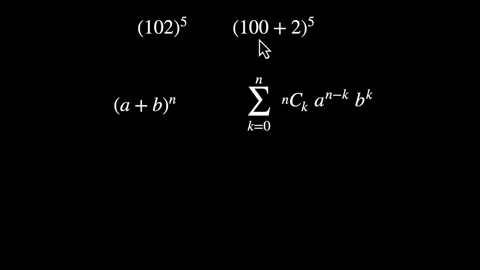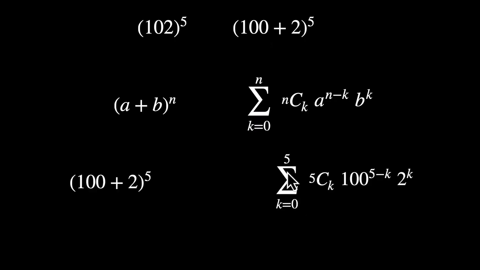So if we put a as 100 and b as 2, this is what we get. k equals 0 to 5 because n here is 5. 5ck, 100 to the power 5 minus k, and then 2 to the power k. And we can do this the other way around as well. a doesn't have to be 100, a could be 2. And then in that case, b will be 100.